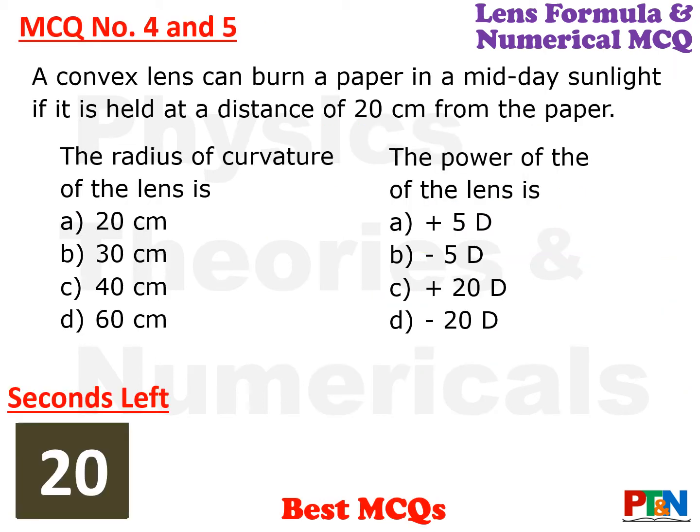Next MCQ, 2 MCQs together. A convex lens can burn a paper in midday sunlight. That means when the sun is at the top, if it is held at a distance of 20 centimeter from the paper. You need to find out the radius of curvature of the lens and the power of the lens. 20 seconds time. Time starts now.